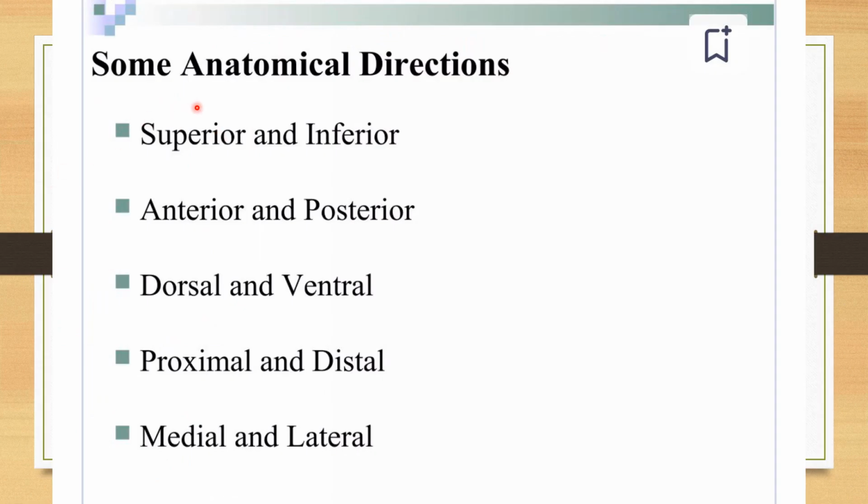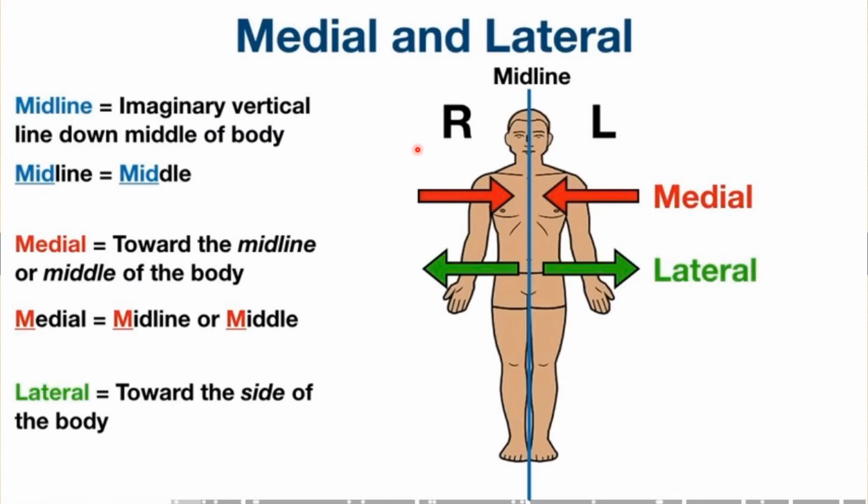So we'll look at some anatomical directions. We'll look at superior versus inferior, anterior versus posterior, dorsal versus ventral, proximal versus distal, then medial versus lateral. All these are anatomical directions that we're going to look at. So this is the first one. We'll look at medial versus lateral.